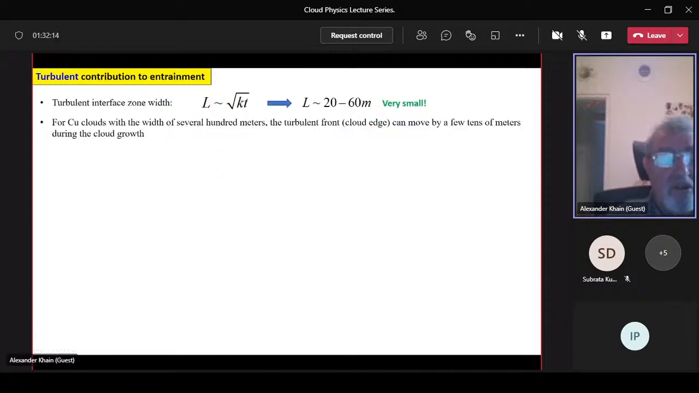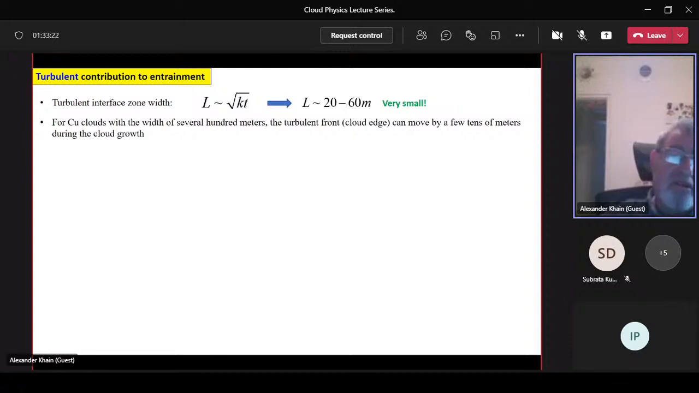Okay, now return to entrainment. You know that according to turbulent law, the distance that the turbulent front moves because of turbulent diffusion can be evaluated as the square root of K, the turbulent diffusion coefficient, multiplied by t, time. Now K is 25 meters squared per second, t is about a minute or a few minutes, and as a result we see that L is only a few tens of meters, so very small. So for a cumulus cloud with widths of several hundred meters and even more, the turbulent front from cloud edges moves only by a few tens of meters during the cloud growth.